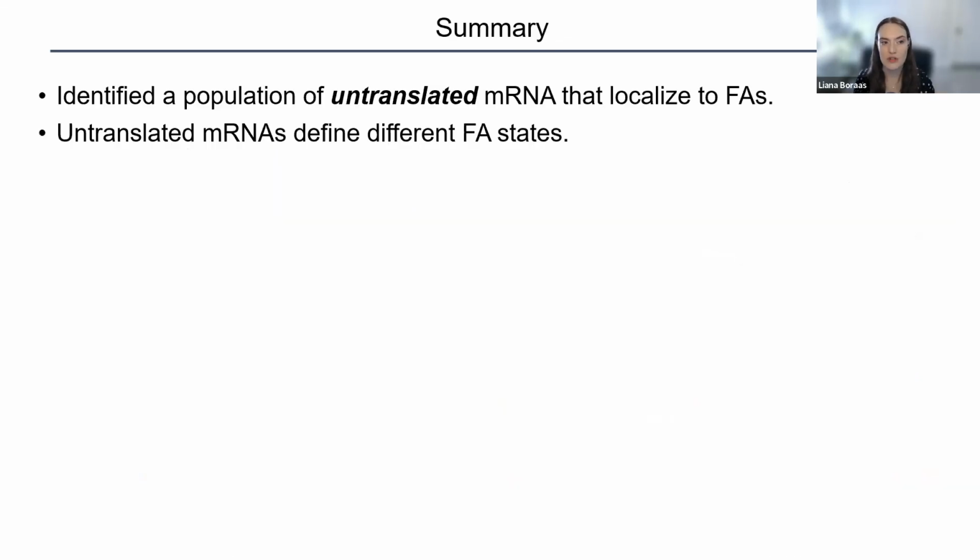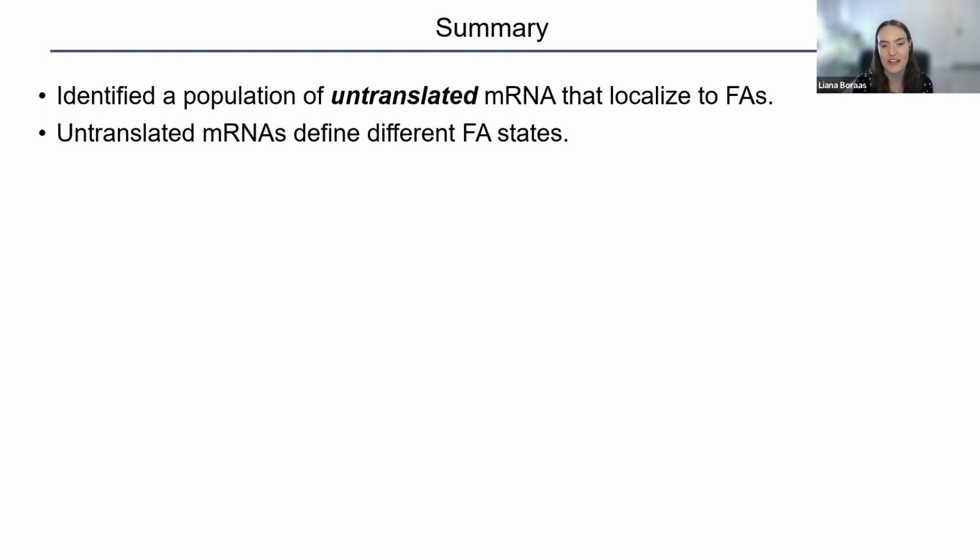So to summarize what I've shown you so far, we've identified a population of untranslated mRNAs that localize to focal adhesions. And it's these untranslated mRNAs that can define different focal adhesion states. This is a departure from the central dogma, not what we expected. I was like, oh yeah, they're all going to be translating. We'll follow some targets. It's going to be great. Easy story, wrap it up. But instead, we found all of these untranslated RNAs.